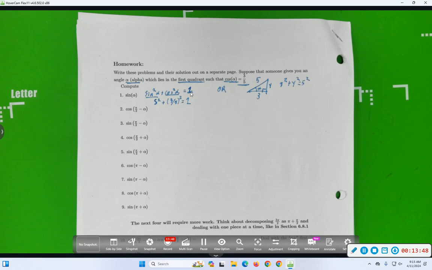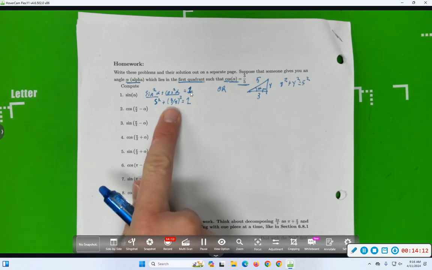Either way, tell me what you get for sine. I hear a 4 over 5. Do I hear a second for 4 over 5? Cool. How many people just did the pure algebra strategy?